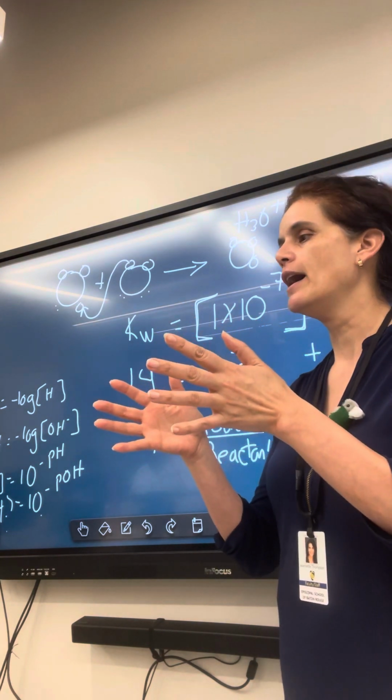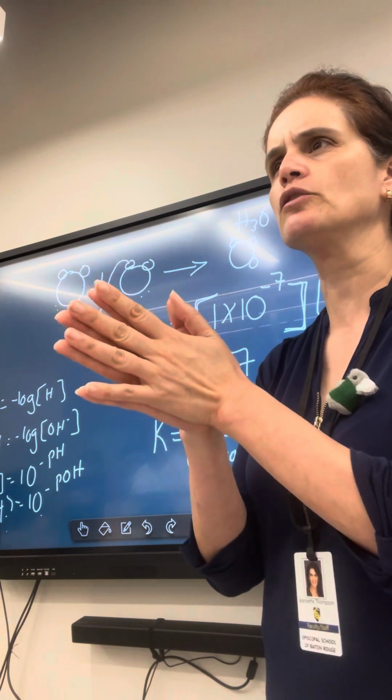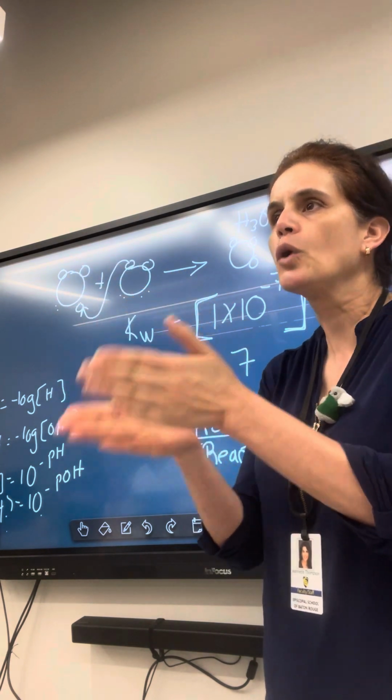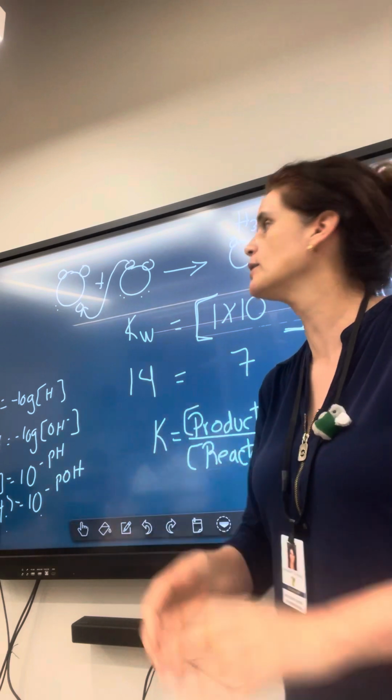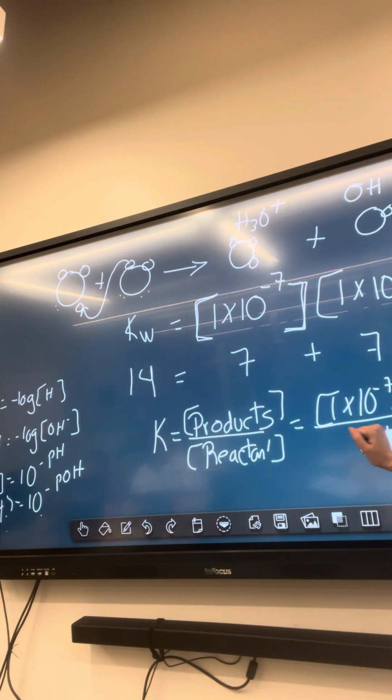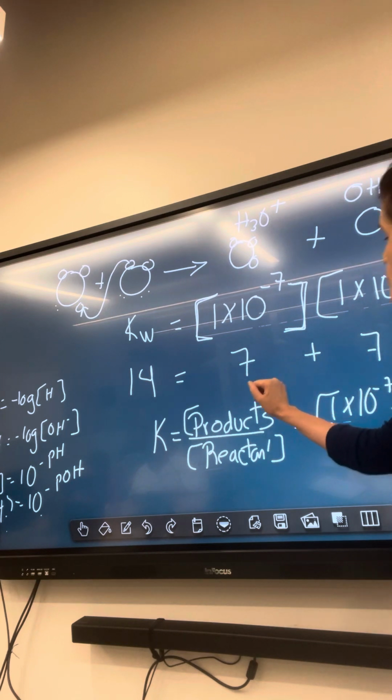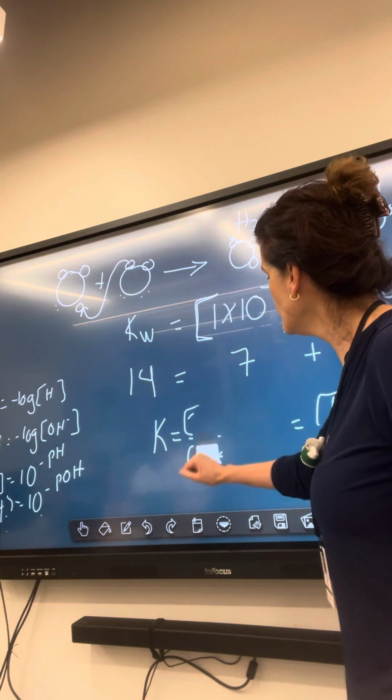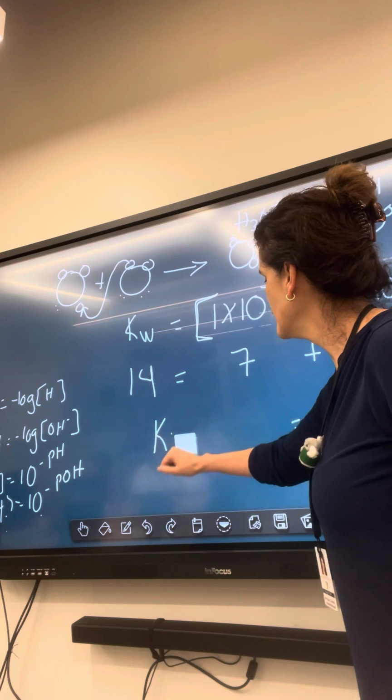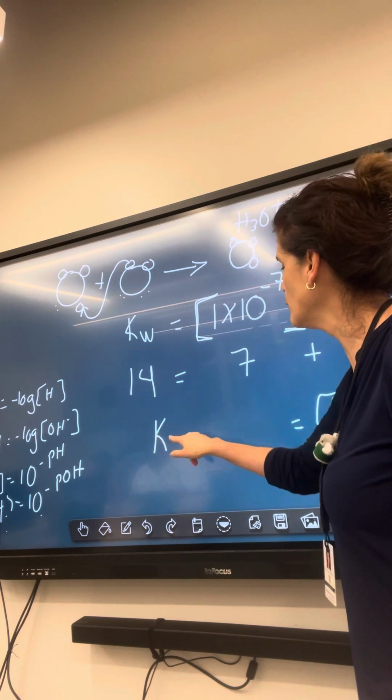If I have a metal of gold, can I concentrate gold? No, gold is gold. So we take them out of the equation. They become 1 because they cannot be concentrated, or the concentration is just 1. So in this case, the multiplication of those two is going to give me the dissociation constant for water.